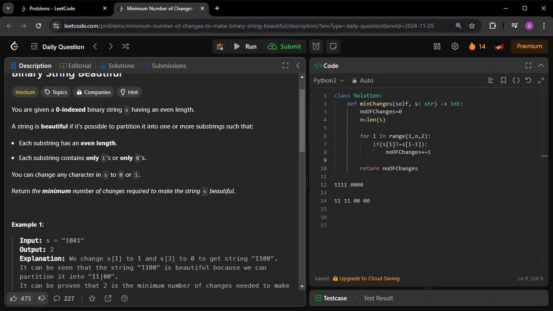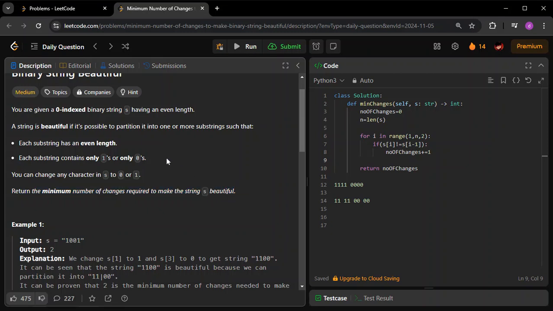Okay, they are saying one or more substrings, such that each substring has an even length. Okay, even the substring should have even length, first thing, and each substring contains only ones or zeros. That is, it should either contain only ones or it should contain only zeros. Okay, you can change any character of s from 0 to 1 or vice versa. Return the minimum number of changes required to make the string s beautiful.